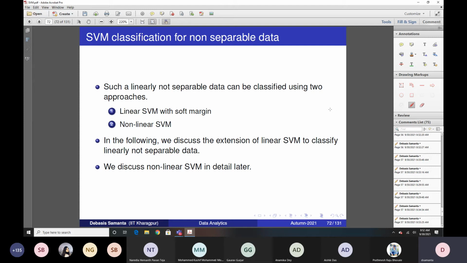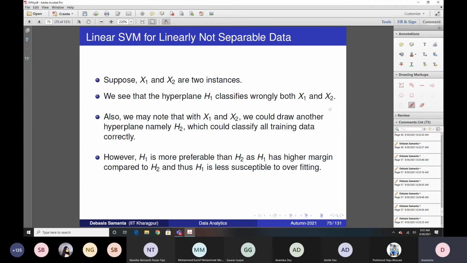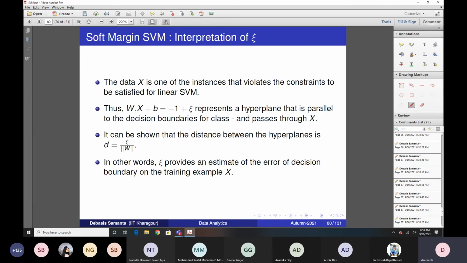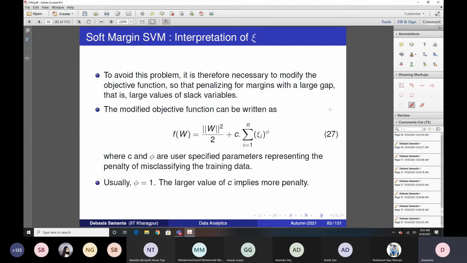Now there are two procedures. One is linear SVM with soft margin, which I want to avoid because time will not permit, and I will not be able to conclude the whole topic today. One more class we will take after the window test is over. Anyway, I will only consider the non-linear SVM formulation, how it can be done. Soft margin I am skipping, and you can take your own time to go through the slides. They are well planned, so you can easily understand it.